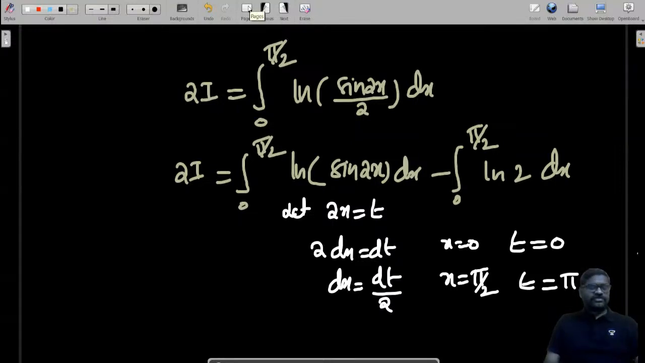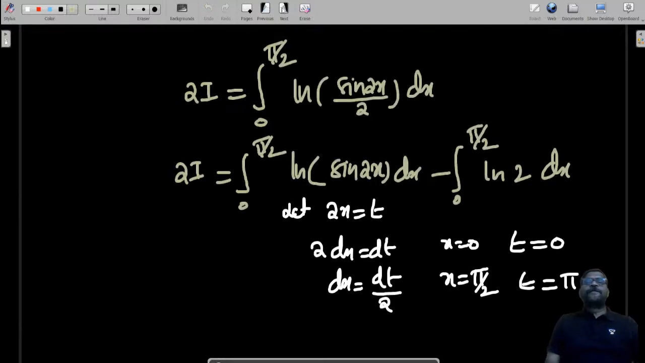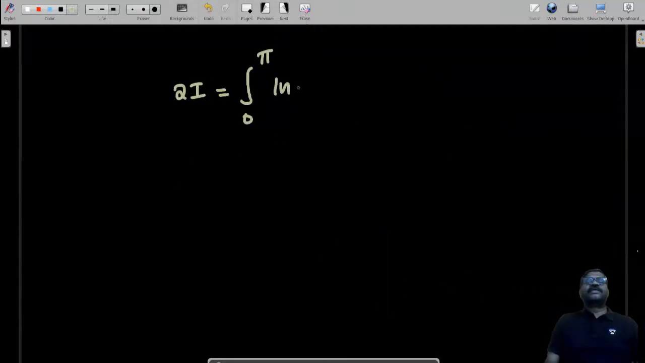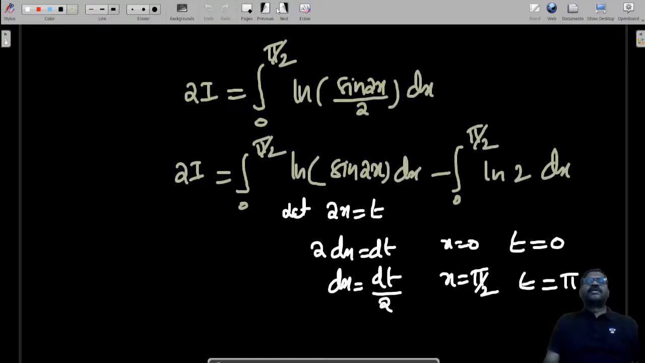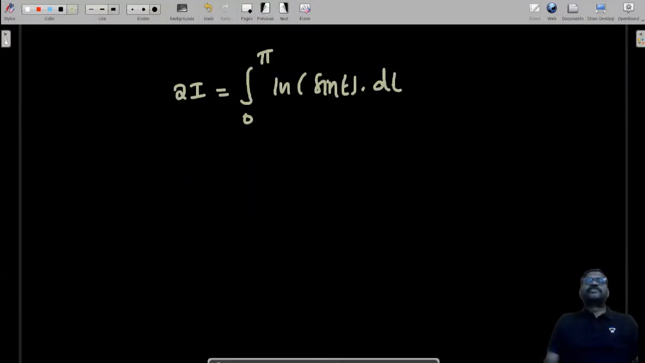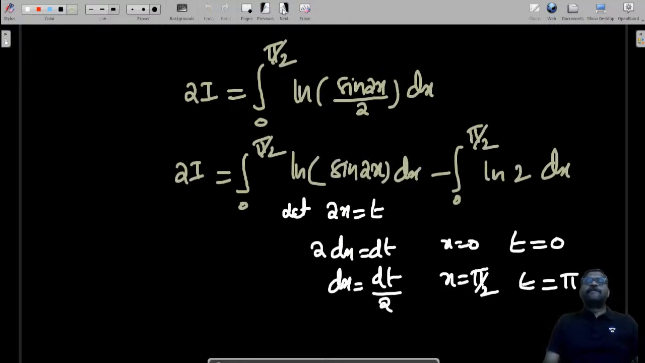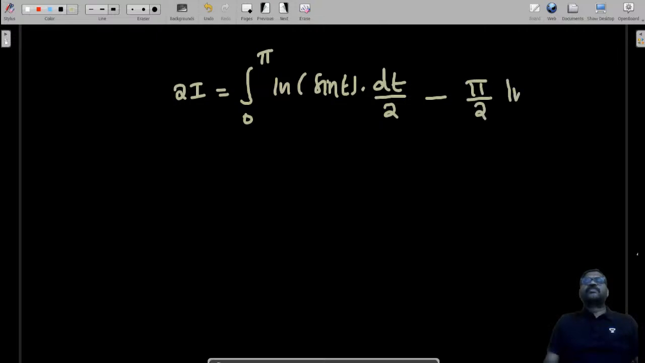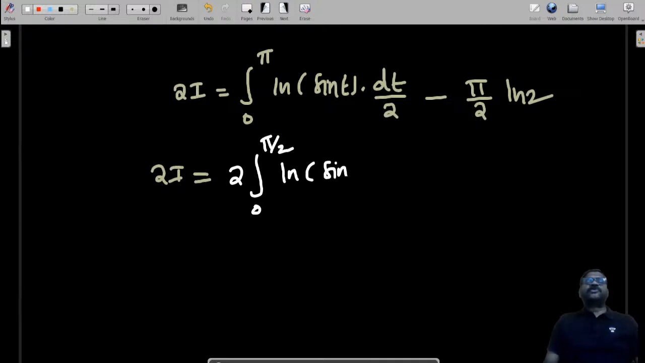Therefore, 2I equal to integral 0 to pi log sin t, dx is dt by 2, minus pi by 2 log 2. 2I equal to 2 times integral 0 to pi by 2 log sin t into dt by 2 minus pi by 2 log 2. 2 to cancel.